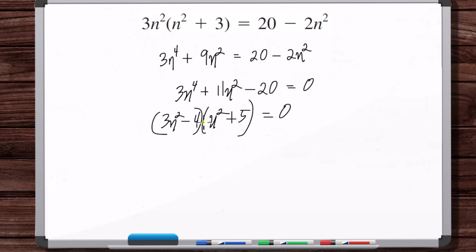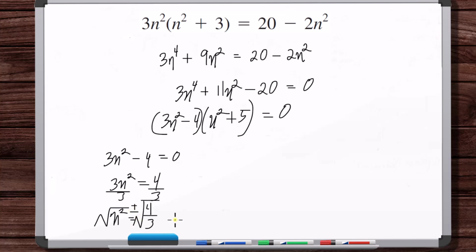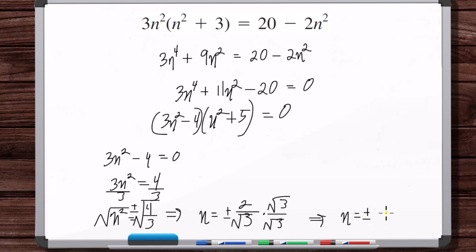So now let's do 3n squared minus 4 is equal to 0. So 3n squared is equal to 4. Divide both sides by 3. So n squared is equal to 4/3. Okay, square root property. So we've got n is equal to plus or minus 2 over root 3 multiplied by root 3 over root 3. So n is plus or minus 2 root 3 over 3.